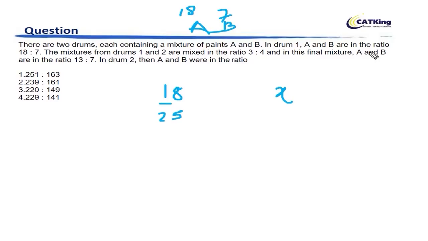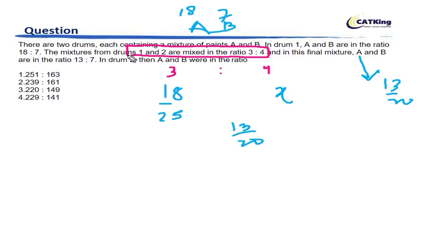And finally the ratio becomes 13:7. So what's the proportion of A? 13 upon 20. Now we have to subtract it. We know that these were mixed in the ratio 3:4. That's given. The drums are mixed in the ratio 3:4. This is known to us. So now we'll subtract 13 by 20 from 18 by 25.